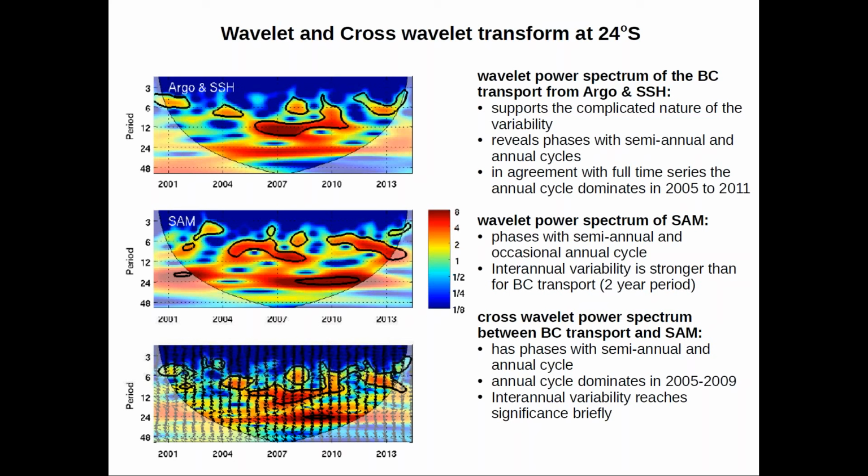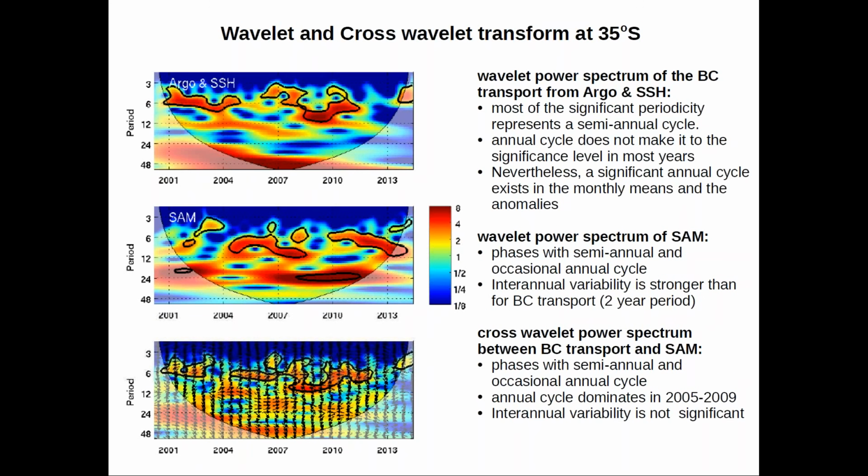And as for the transport, the annual cycle dominates in about 2005 to 2009. At 35 south, we get more semi-annual, less annual in the wavelet power spectrum. And then in the cross wavelet power spectrum, basically the 24 months is gone. The 12 months is only for a very short period of time. It's again mostly semi-annual.